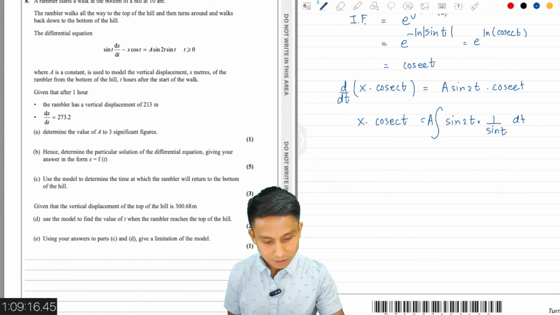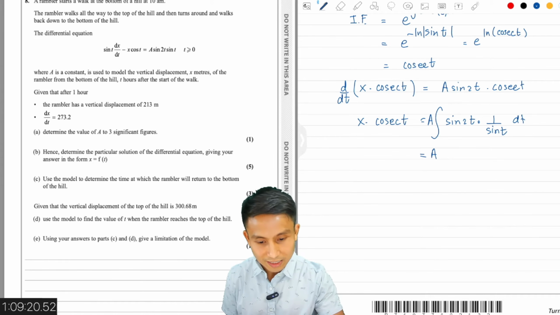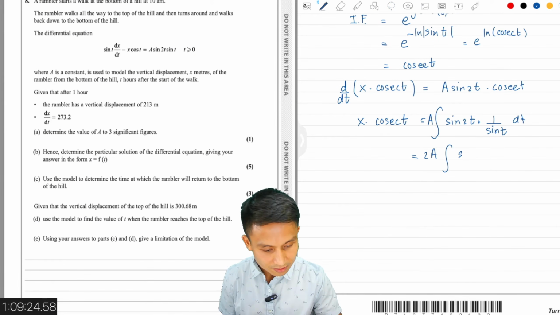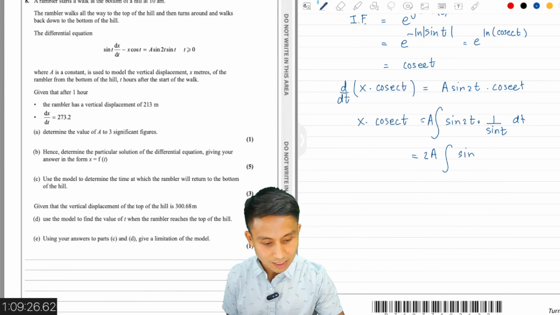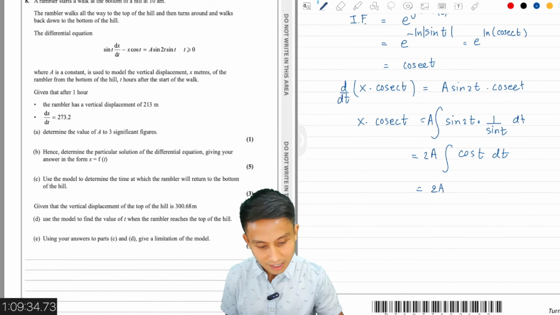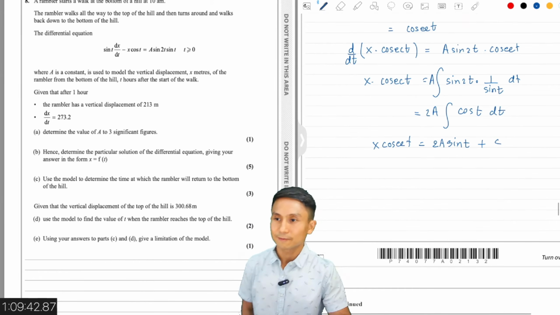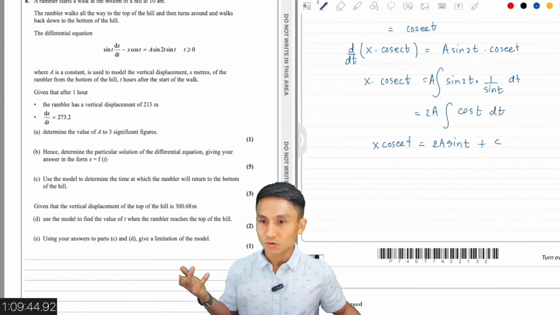Okay? So sine 2t is 2 sine t cos t. So I'm just going to put 2 outside here. And then sine t cos t, well, the sine t cancels with the sine t, I get cos t here alone. So that's going to be 2a, integrate cos, you get sine. So there's no minus there. And then plus c. And then I have x cosec t here. All right. That's the general solution.